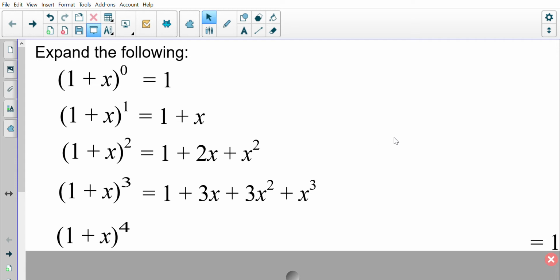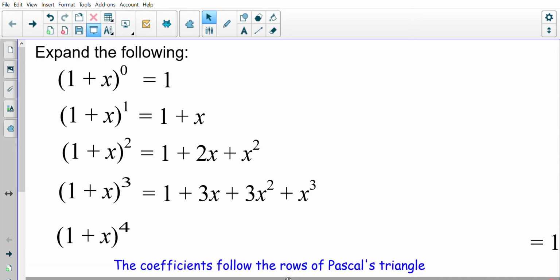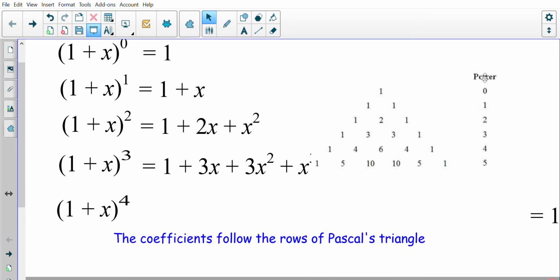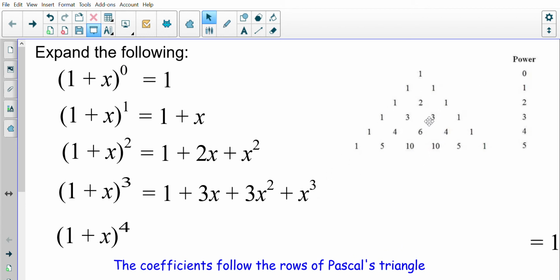So what we want is to be able to see a pattern and a way of doing this without doing the full expansion. So what we can see here, you should be able to see they all start with 1 and the powers of x increase. We also have a pattern in the coefficients, and actually the coefficients, the numbers in front of the letters, follow the rows of Pascal's triangle.